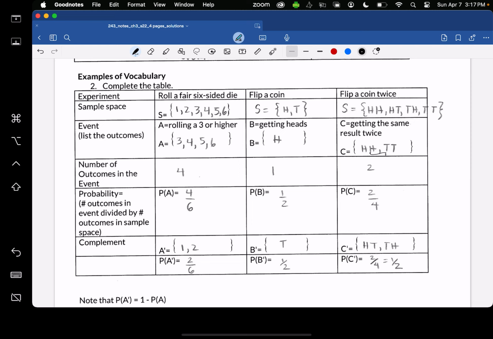And then we can use that to say that the probability for each event is the number of outcomes in the event divided by the number of outcomes in the sample space. So the probability of getting a 3 or higher is 4 out of 6. 6 because there's 6 total outcomes. 4 is the number of outcomes in the event.